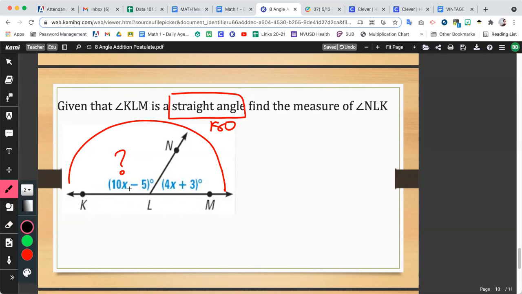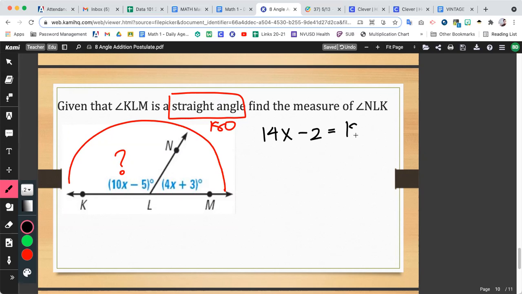Okay, so let's do that. These two angles, when I add them together, equal 180. Okay, so let's combine like terms. I have 10x from the left side and 4x from the right side. So how many x's altogether? 14x. Very good. Okay, I have -5 from the right side and +3 from the left side. Oh, switch those. Okay, so what's -5 plus 3? -2.